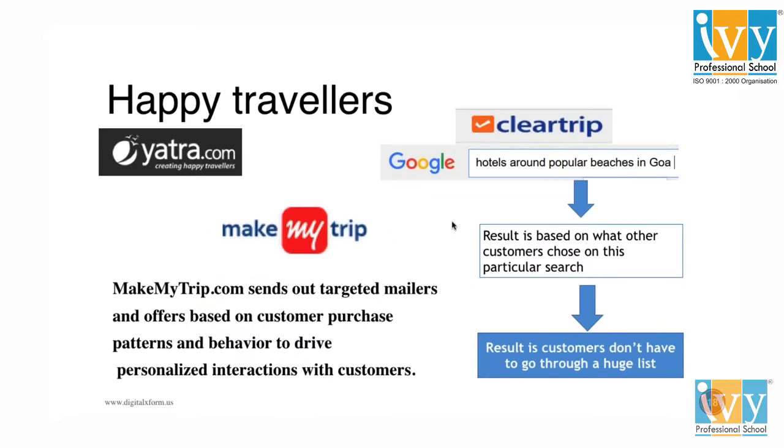This is another example where big data is used, because there will be a lot of data when you search. Suppose you want to search for some hotels on sites like yatra.com and makemytrip.com. You can get a huge list, right?